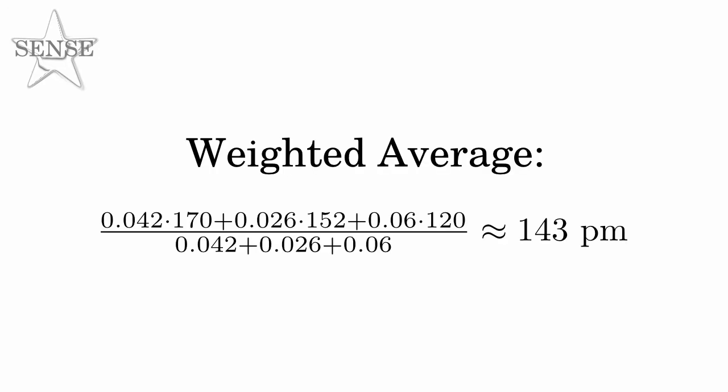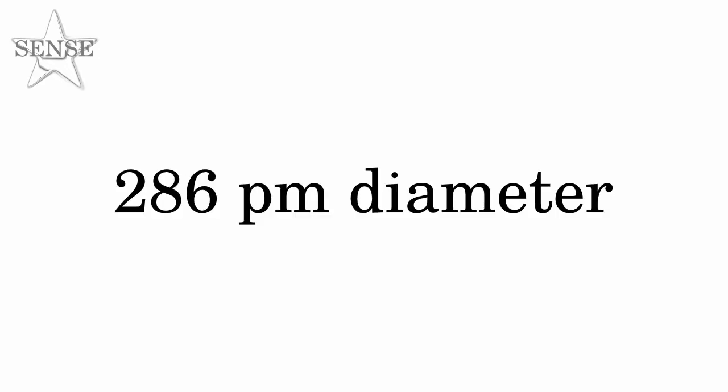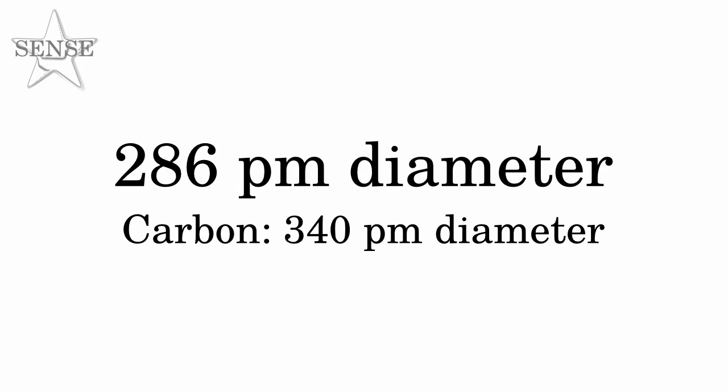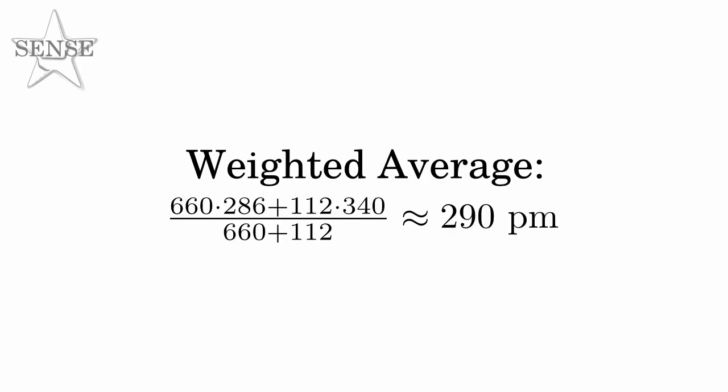Using the proportions of millimoles of different kinds of atoms in our milligram of wood and the unbonded atomic radii, we get the average size of a wood atom is about 143 picometers in radius, or 286 picometers in diameter. The carbon atom is 340 picometers in diameter. Averaging these in proportion to the number of atoms in wood and of carbon each in the sample, we get about 290 picometers for the average of an atom of the object.